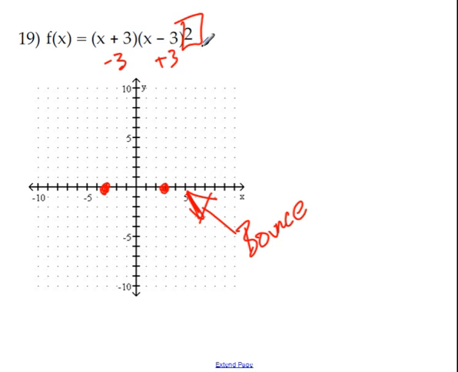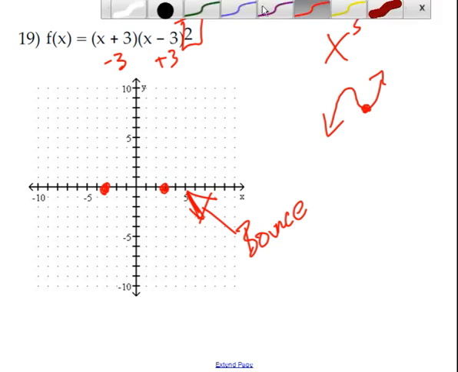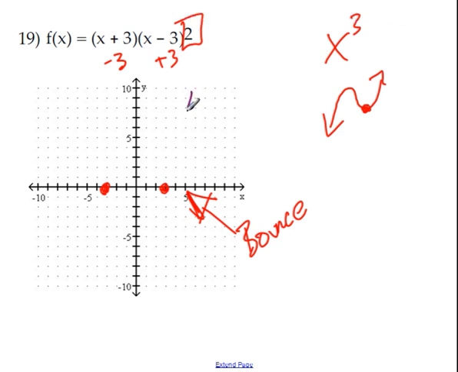How many x's are there? Well, there's really 1, 2, 3 of them because of the squares, so it's an x cubed type graph again. It's positive again, so again it's going to kind of look just like we had before, only this point here needs to bounce off of my positive 3. So draw it in here. We go down, go down, go down, bounce, and then shoot on through.